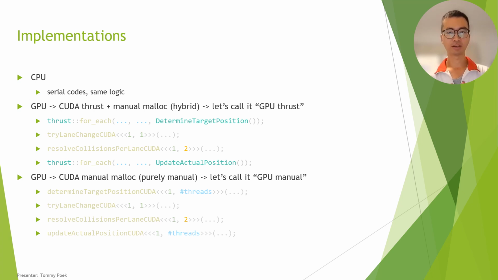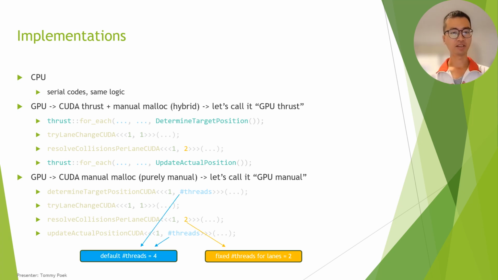In the first one, I took the convenience of using the abstraction of the thrust library, or CUDA thrust library. I did a combination of letting the thrust library manage my memory allocation and then also doing some manual memory allocation. So that's the second implementation. We're going to call it GPU thrust, although it's a hybrid method. And the third implementation is purely manual. Everything is manually allocated in terms of the matrices. Okay, so let's call it the GPU manual.